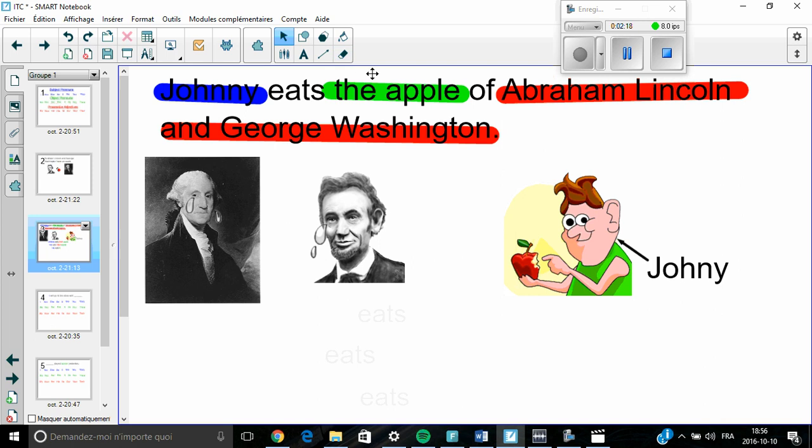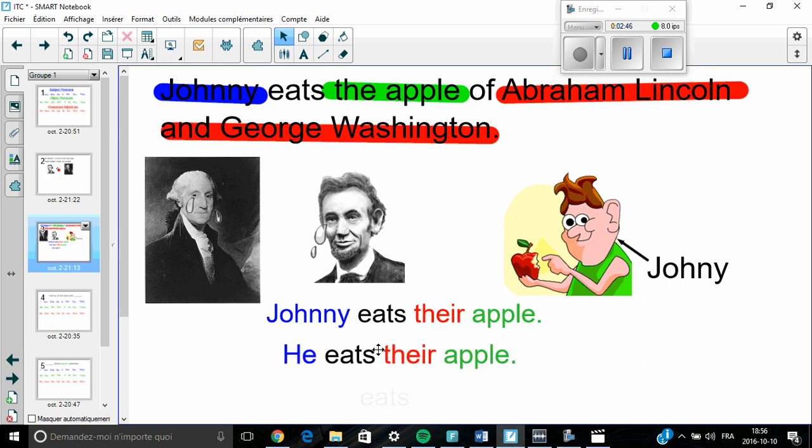I can think of a few ways to make it a bit shorter. So let's take a look at the first one. See, here, by replacing Abraham Lincoln and George Washington by a possessive adjective, we can make it much shorter, right? So Johnny eats their apple. Good. So let's take a look at another way to make it shorter. Here, Johnny is being replaced by the subject pronoun he. So he eats their apple.